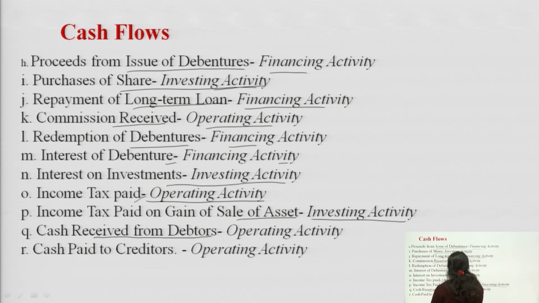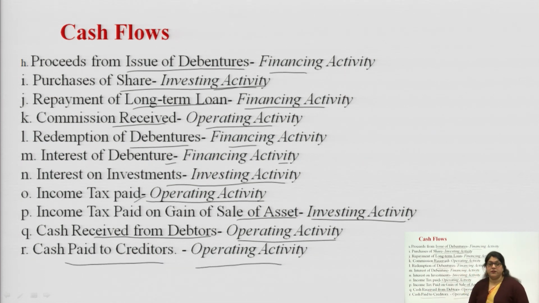Cash received from the debtors will be understood as operating activities, and the cash paid to the creditors will be considered as operating activities, because these debtors and creditors arise at the time of the operation, at the time of the selling and purchasing of the commodity. So, a similar kind of question you can do from your textbook also. There are many more examples.